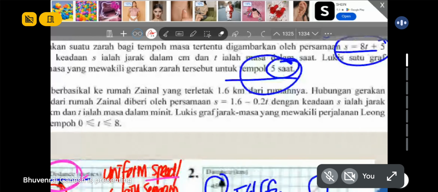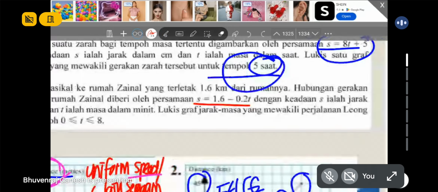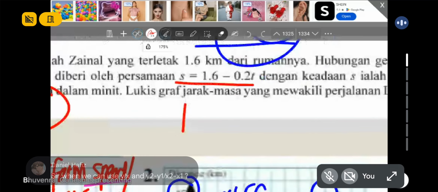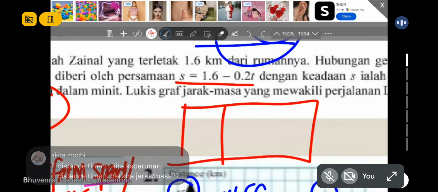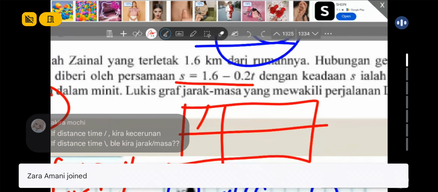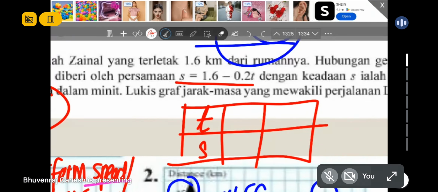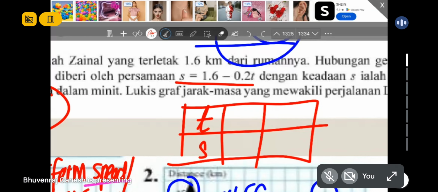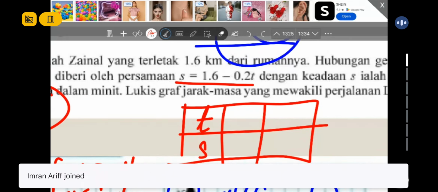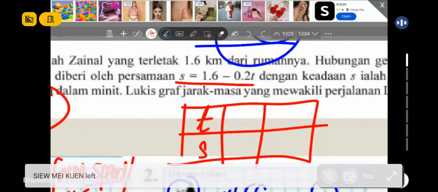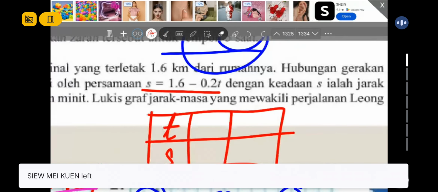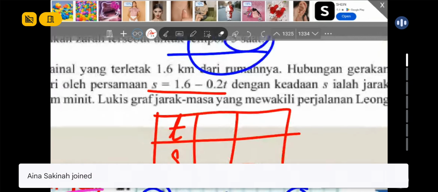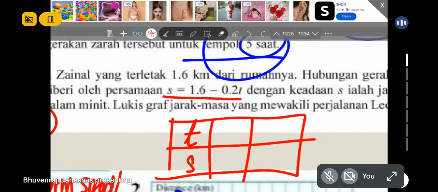Okay, so now next one, question 4. Okay, so for question 4, this is the equation, guys. And then they ask you guys 0 until 8. Okay, now you got many points, right, guys? Ada banyak titik. So, kamu kena bijak sikit. Okay, if you guys smart, wait, when can we use y over x and y? Daniel Hafiz, your two formulas are the same. It's totally the same thing. Understand? Both also you can use. Tak ada beza.